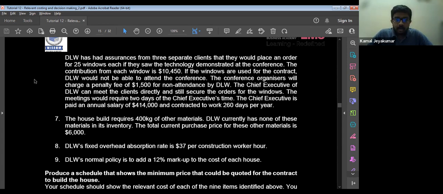So the only relevant cost if you don't go to the conference is $1,500, which is a penalty payment. The meetings would require 2 days of the chief executive's time. The chief executive is paid an annual salary of $414,000 and contracted to work 260 days per year. So to go for this meeting, do you have to pay the CEO anything extra? No, you don't, because he's on a fixed salary and a contract to work 260 days. So he can take 2 days out of that and go for this meeting. So the only relevant cost of undertaking this project is the $1,500 you have to pay the conference organizers for non-attendance, the penalty fee.